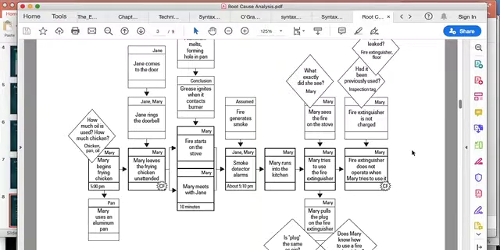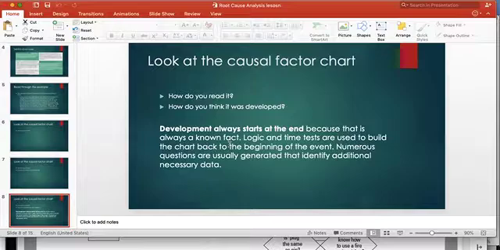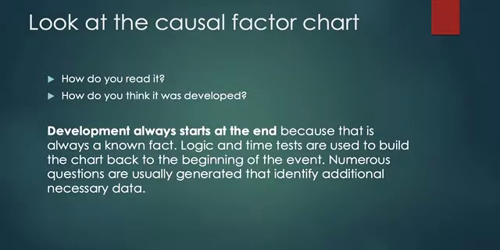So this is what we do always when we're doing root cause analysis. We start at the end and we work our way back. That's what you are going to be doing for your own problems. You start at the known factor. You start at the problem itself. You work backwards through the causes of the problems.